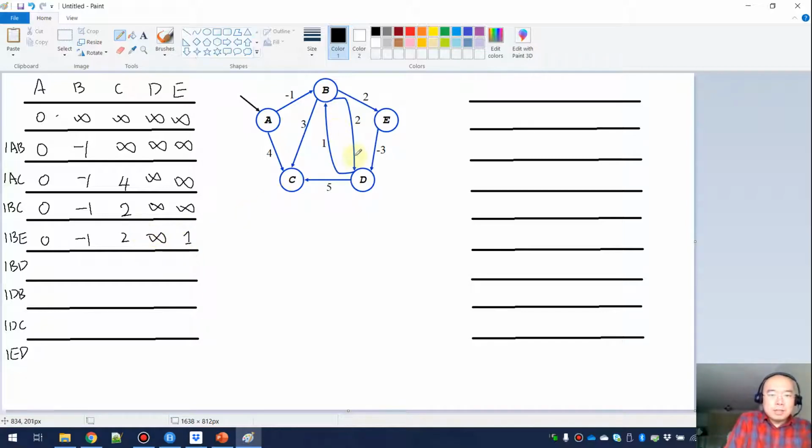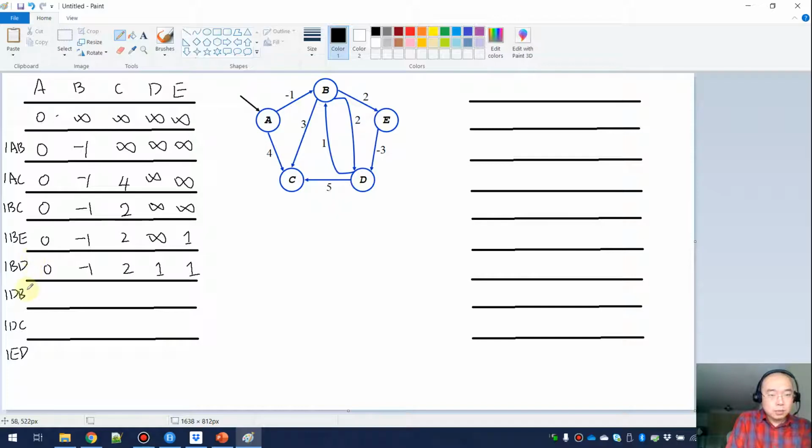Let's talk about BD. For BD, we know the cost to get to B is -1, and BD is a 2. So that will be a 1 here. And then 0, -1, 2, and 1 again. Okay, so far we have discovered at least one way of getting to all the possible nodes, and we should continue visiting all the edges.